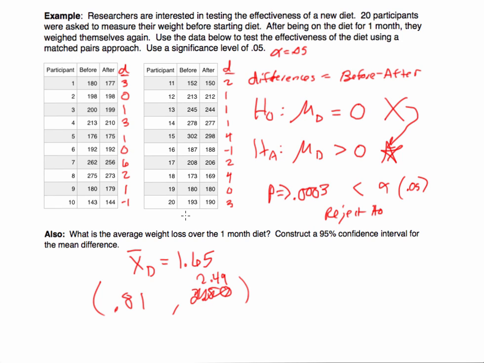Notice we could have actually solved this problem differently by looking at all the befores versus all the afters, using just a 2-sample t-test. But instead, using a matched pairs approach, we looked at each individual person, the differences, and then the average of those differences. That's how this matched pairs approach is different than a regular 2-sample t-test.